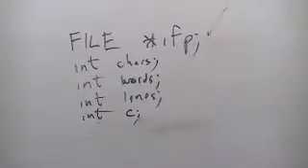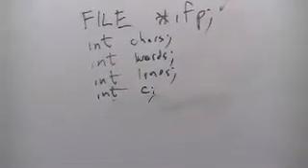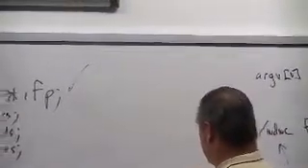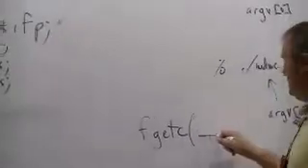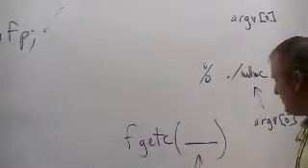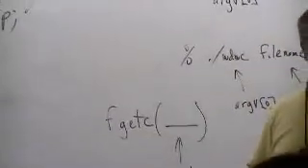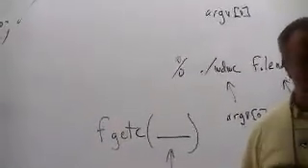So fgetc of stream, what do you suppose it does? File get character. And some of this stuff, if you don't understand, just man it up. fgetc, and then this is the name of the file. What do you suppose it returns? A character. The next character.